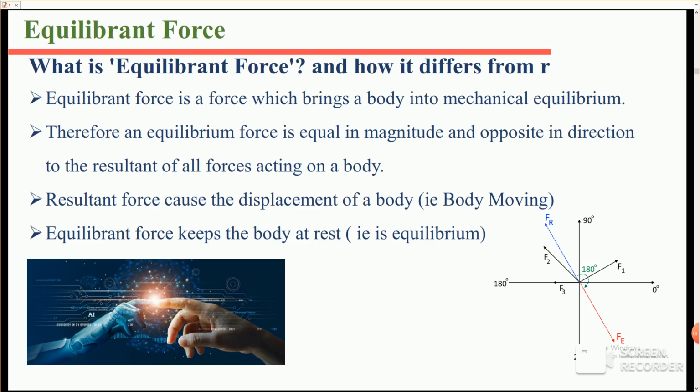The resultant force tends to move the body, whereas the equilibrium force keeps the body in a static state of rest or equilibrium. For example, when a load is hanging from a rope, the tension in the rope acts as an equilibrium force to balance the weight of the body or load.